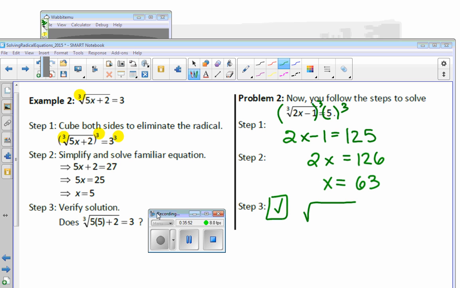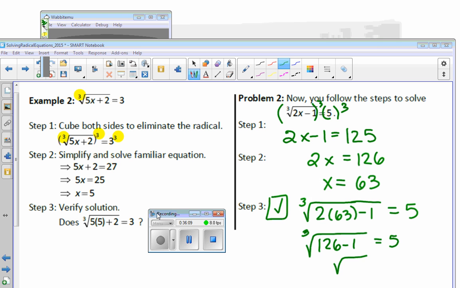So I have the cube root of 2 times 63 minus 1. Does that equal 5? It's just hidden behind it. No, I'm talking about the other one. Can you guys work? It's on the other side. But we have one more to go.